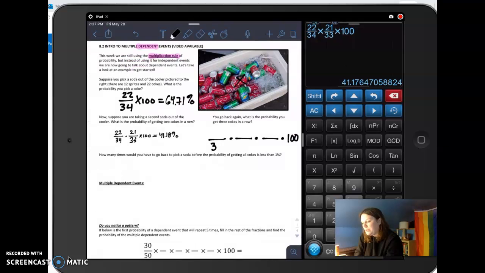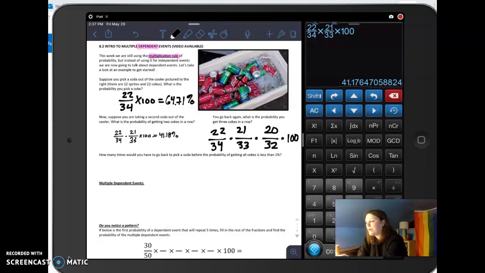There's still going to be 34 total and then 22 out of them are Cokes. Okay, then we took one of those out, and so notice how that is the exact same thing as we had over here. And then the third time, there is again 1 less Coke because you already had 2.